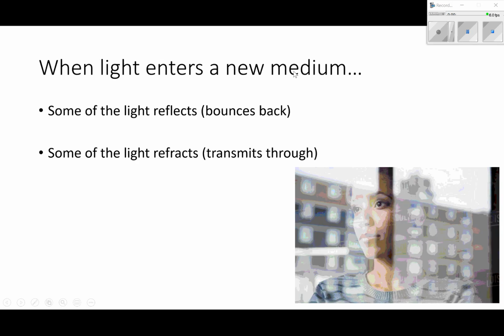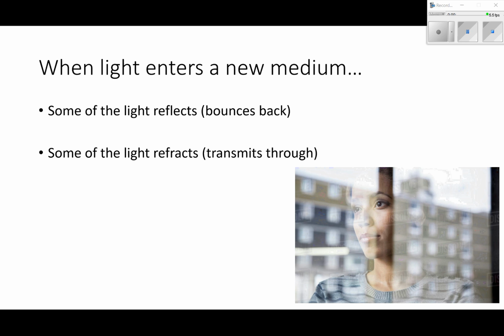Reflection and refraction. When light enters a new medium, remember medium means material, some of the light reflects, bounces back, some of the light refracts, transmits through. You can see in this picture, you can see the person through the glass, and you can see the reflection of the building and the street signs because some of the light is reflecting off the glass and some of the light is going through the glass.